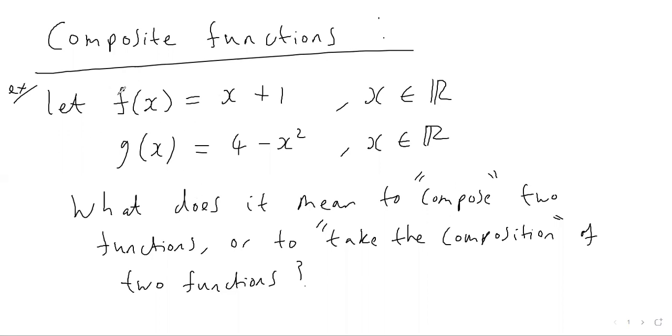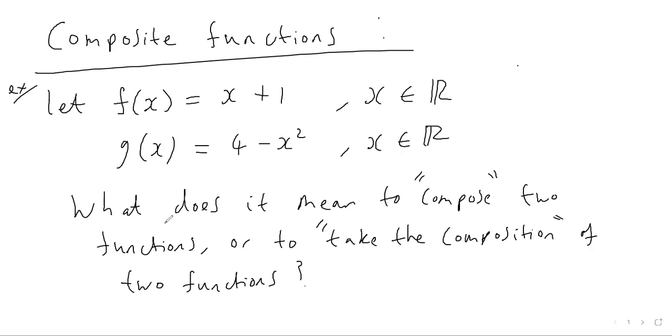We've got two functions. f of x equals x plus 1, with a domain x in the real numbers. So x can be any real number. And I've got a second function here, g of x equals 4 minus x squared, and I've specified a domain. The domain that I'm choosing is every real number. So x can be any number that you like on the real number line.